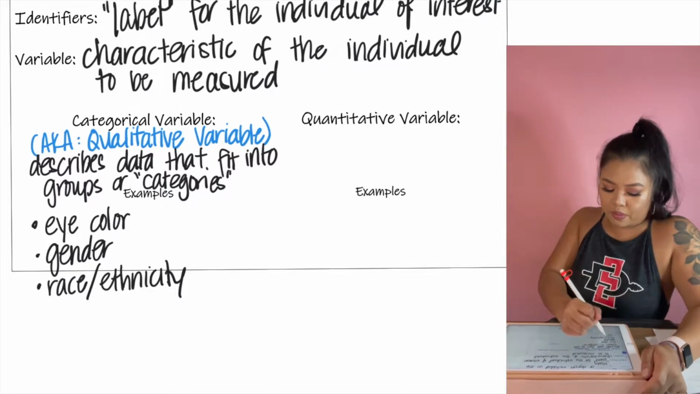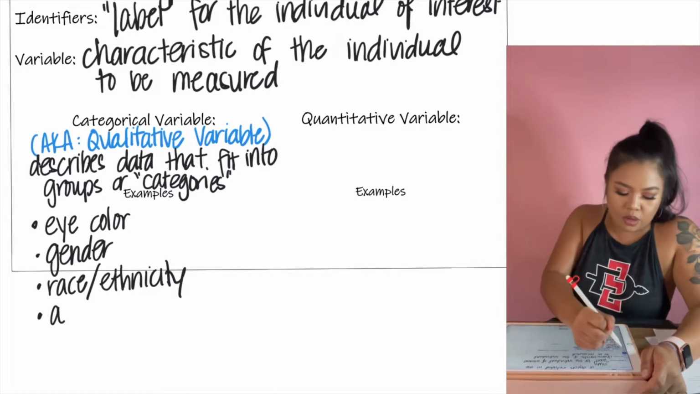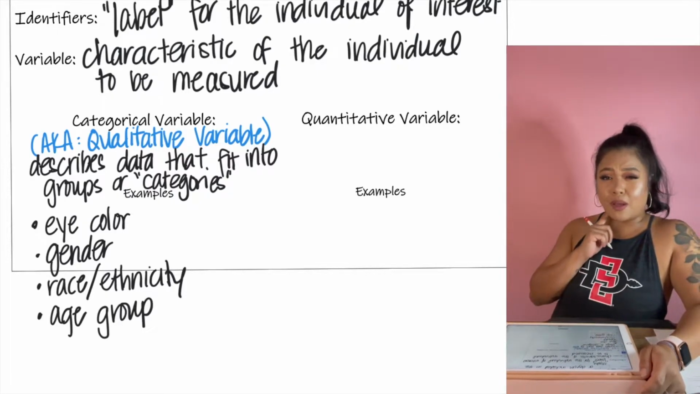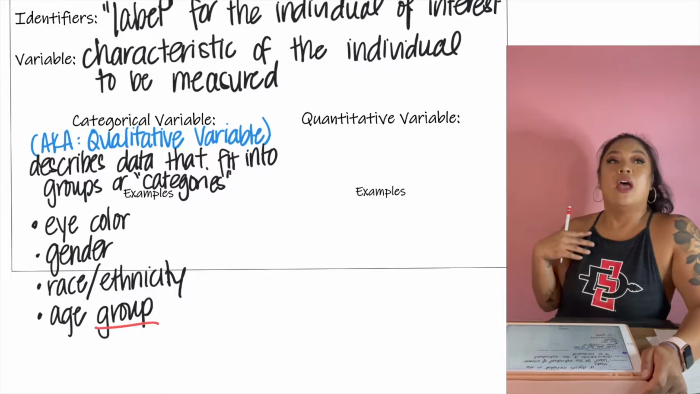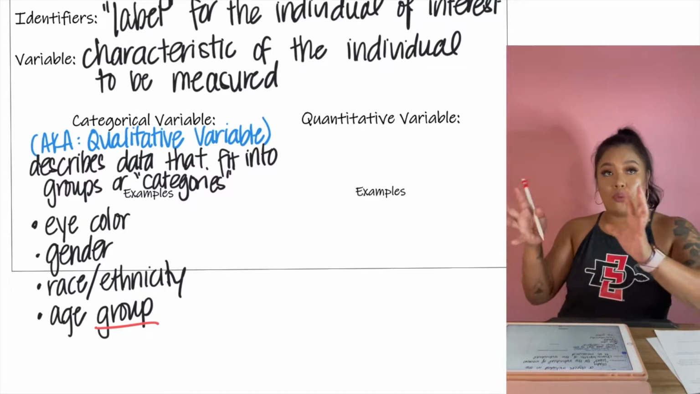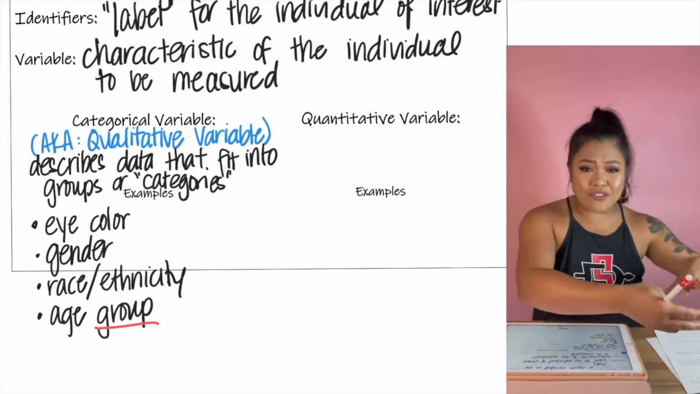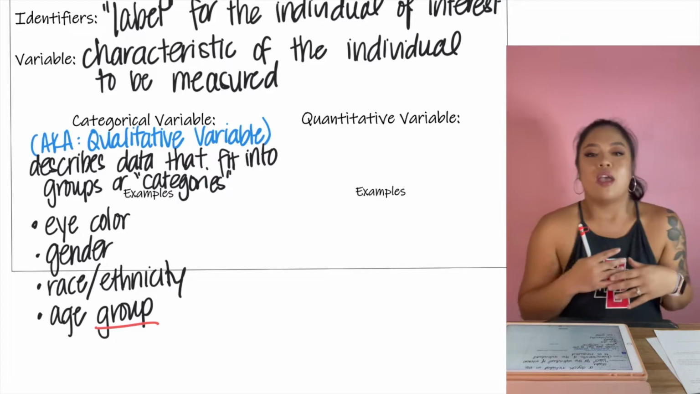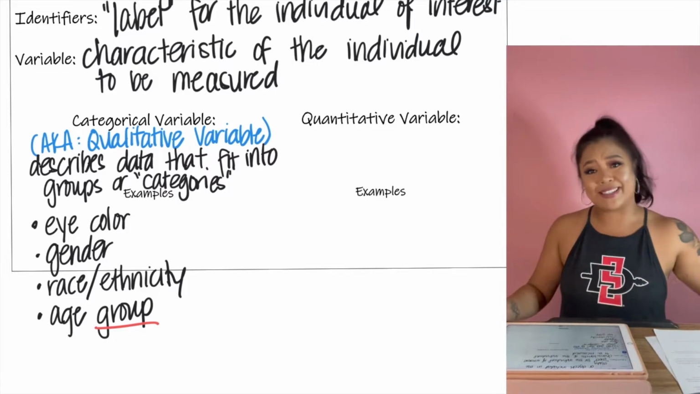Age group, okay? And notice that I'm putting group on there. That's important because if we're just talking about age, then that becomes really just quantitative. But if you're grouping them all together, then that becomes a categorical, right? You're grouping them into this group. These are all your infants, your toddlers, your children, your adolescents, your teenagers, your adults, your senior citizens, etc.